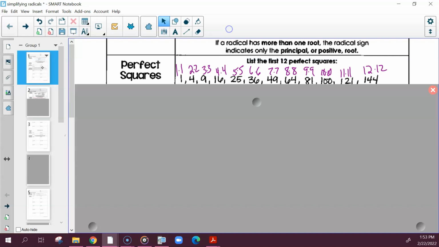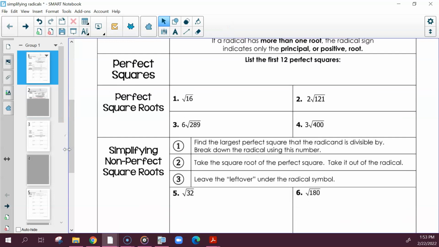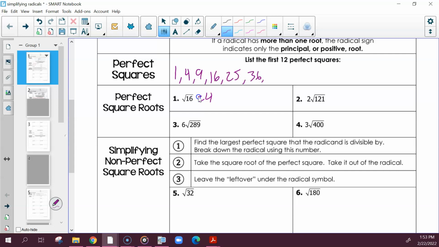All right, so let's do some of these examples. If you're given something that has a perfect square, like the square root of 16, you know what that's going to be. 4, right? If you're given something like number 2, well, you know the square root of 121 based on our list, and I'm going to rewrite them: 1, 4, 9, 16, 25, 36, 49, 64, 81, 100, 121, 144. Okay. So 121 is a perfect square, and that's 11. So we can say the square root of 121 is 11.